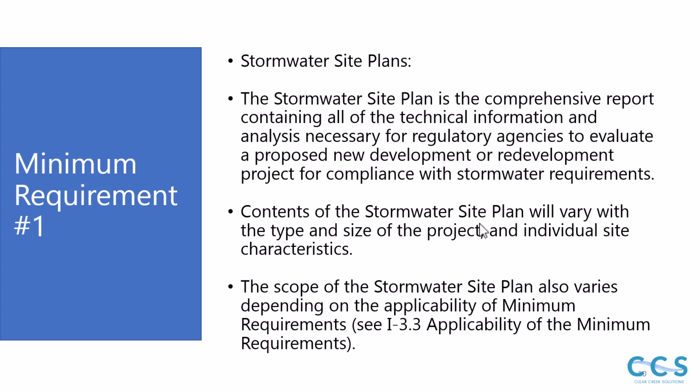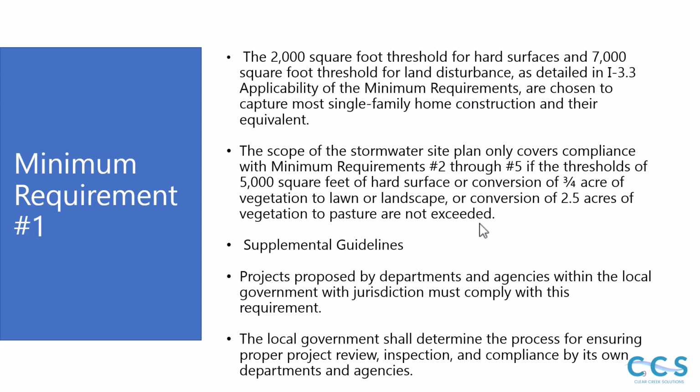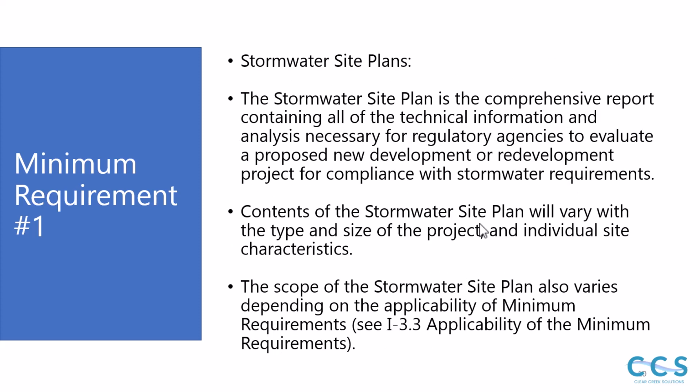In terms of stormwater site plans, the stormwater site plan is the comprehensive report containing all the technical information and analysis necessary for regulatory agencies to evaluate a proposed new development or redevelopment project for compliance with stormwater requirements. And then the contents of the stormwater site plan will vary a bit depending on the size and type of your project, as well as the characteristics involved. And the scope of the stormwater site plan also varies depending on the applicability of which minimum requirements you're going to be achieving. If you meet these thresholds, maybe it's only 2 through 5, or it might be all 9. It just depends.